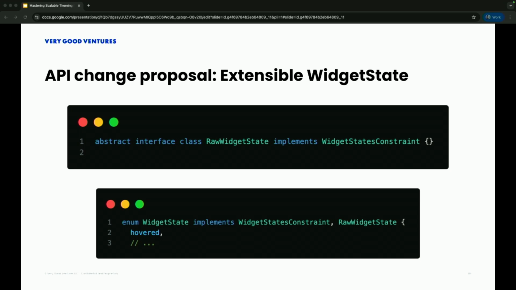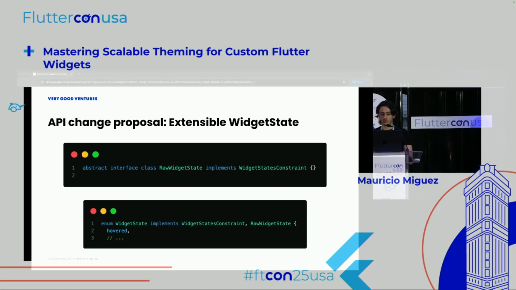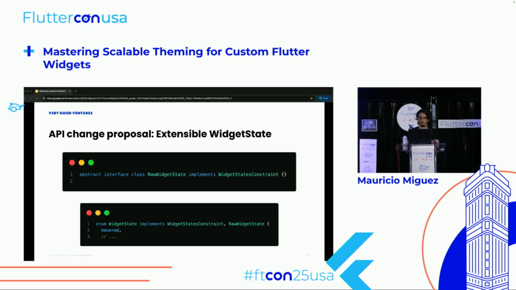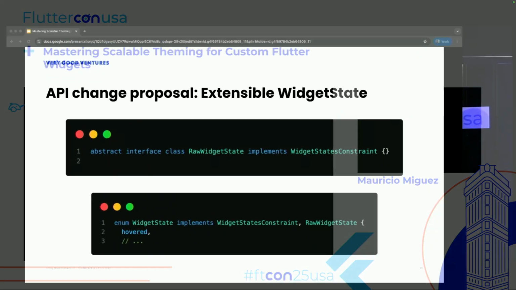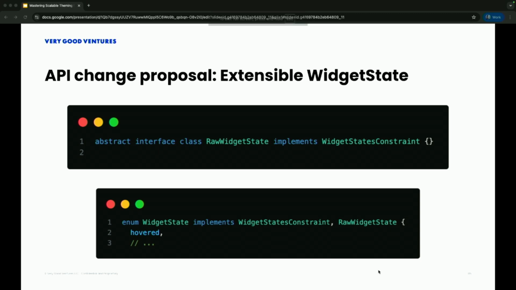So basically, what I've been trying to work on, but I still haven't had the time to upload it, is to propose an API change to the widget state. In this particular case, we will be introducing a new interface in between the widget state and the rest of the implementation. I just call it raw widget state, could be whatever name. Then the widget state class, which is from the framework, will continue to be the same. It will have the hover, the press, whatever values it already has on the framework. The only thing that will change is that it will extend raw widget state.